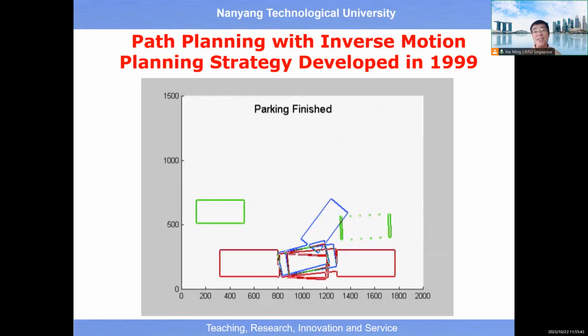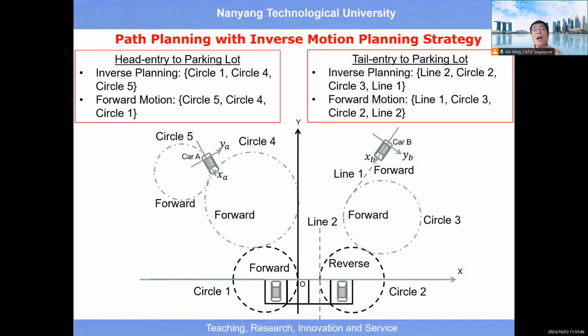Okay, so it's just an inverse planning strategy, and we can also apply this inverse planning strategy to the scenario of making an autonomous vehicle undertake sequential parking. For example, on the left-hand side, we have a vehicle, okay? It has detected one empty parking lot, and this vehicle would like to make sequential parking with head entry to the parking lot, okay? And head entry to the parking lot means the head enters the parking lot first, okay?